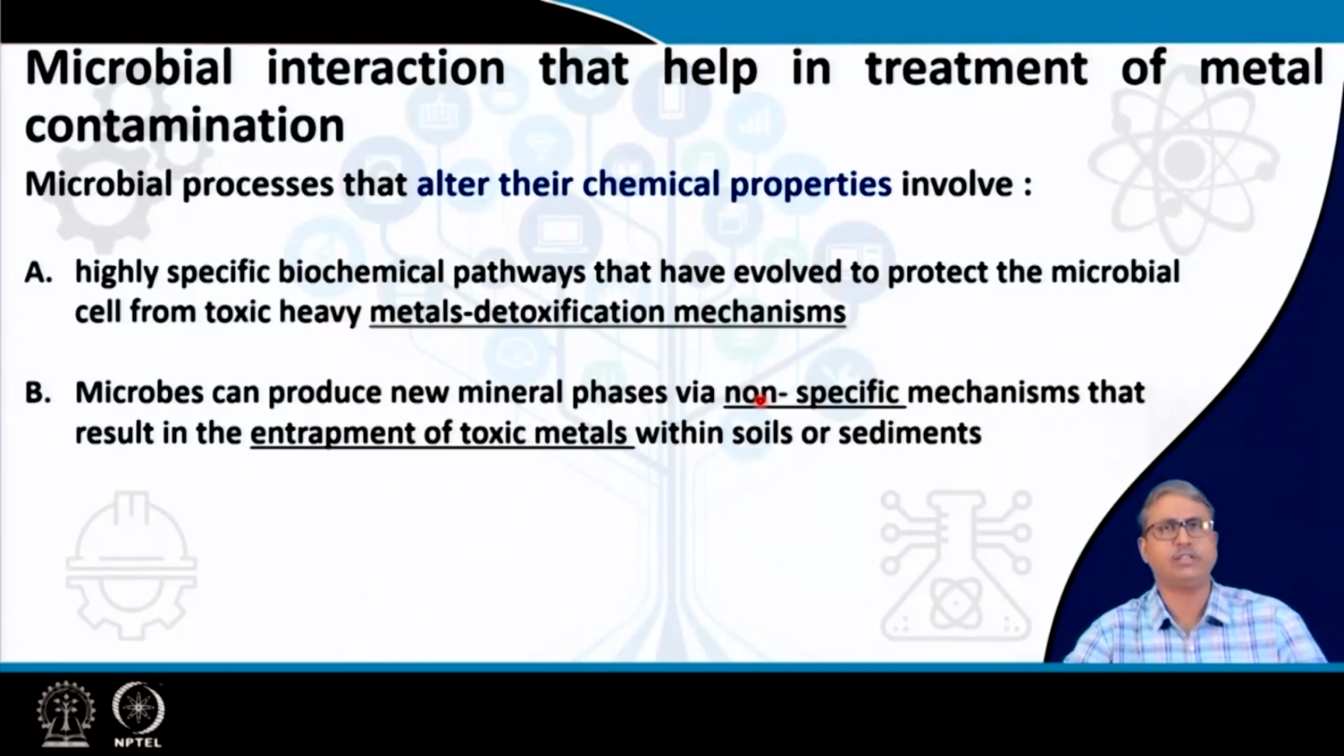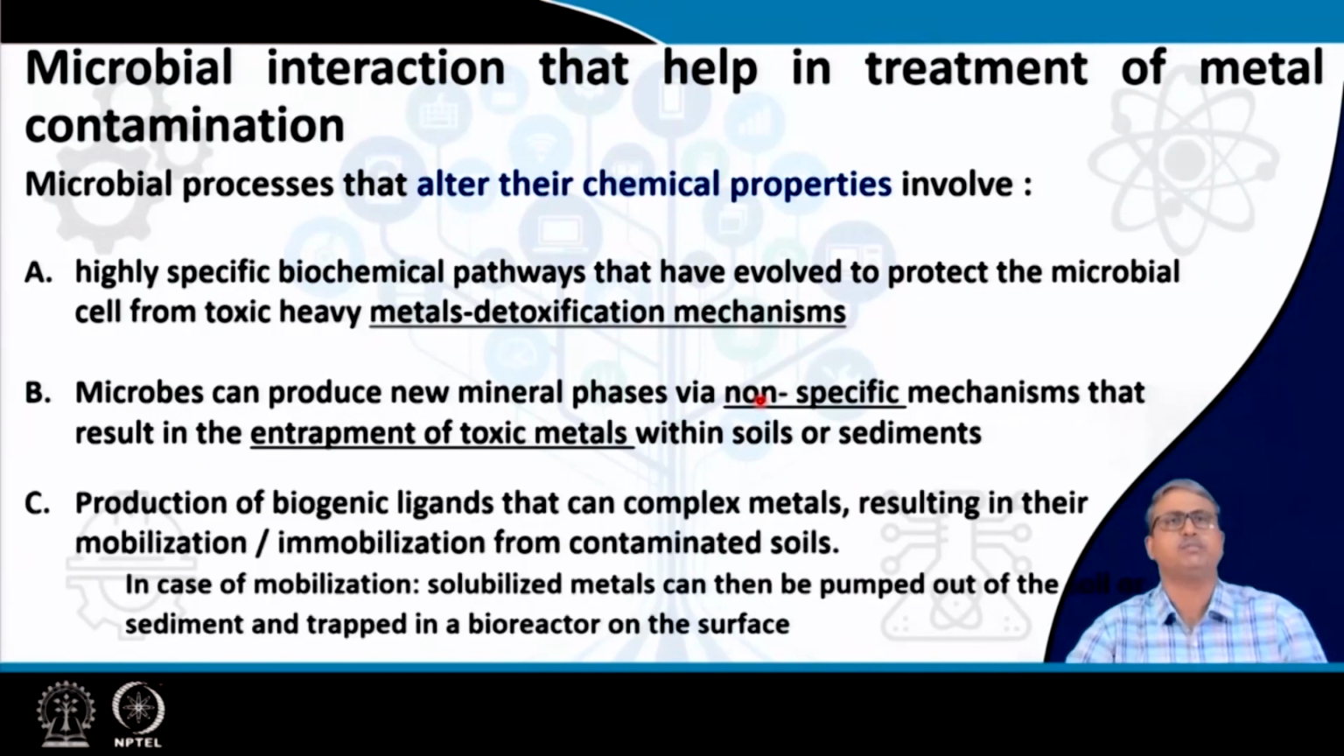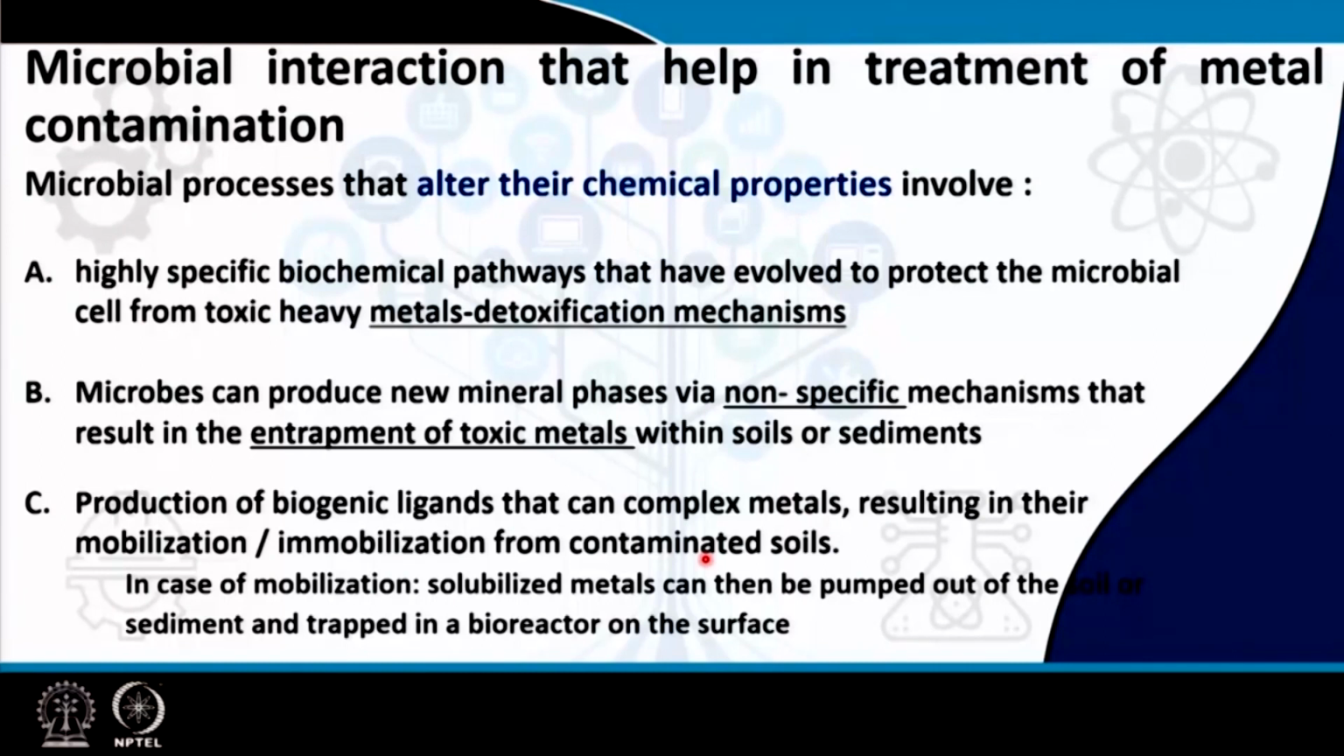Many of the divalent cations or positively charged redox species are subject to a specific type of interaction, and these interactions with the microbes eventually lead to the entrapment of the toxic metal in some component of the environment. If it is within the soil or sediment or the mineral phases, then it is good for bioremediation purposes. The third one is the production of biogenic ligands, which are chemical moieties or chemical groups that can complex the toxic metals, resulting in their mobilization or sometimes immobilization from the contaminated soil.